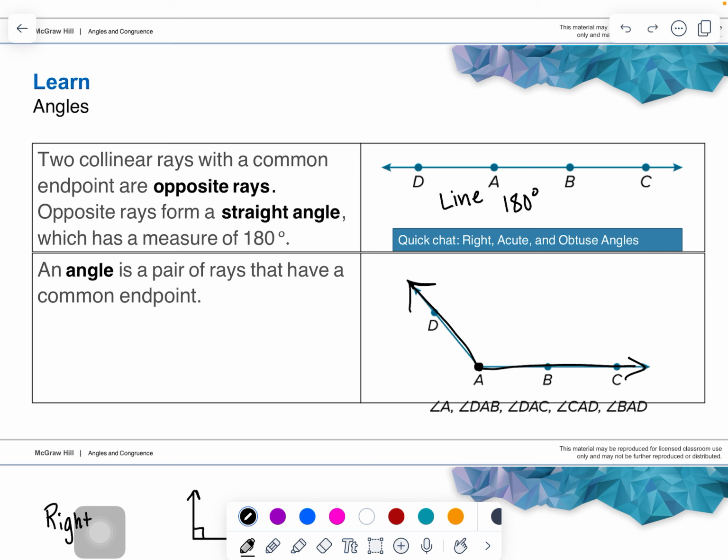And how we label these angles, we have a couple ways to name them, actually 3 ways to name them. We can name them by their vertex if it's straightforward. So in this scenario, we can call it angle A, and we name it with this symbol right here. This symbol means angle, okay?